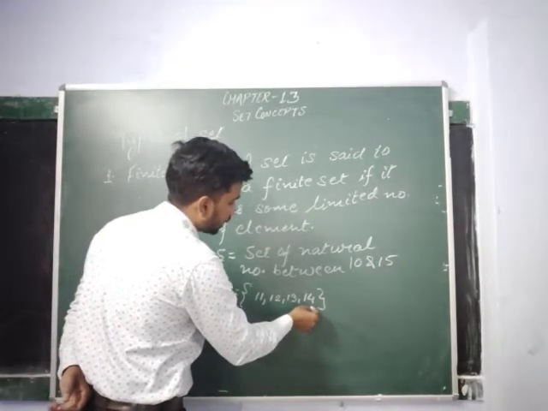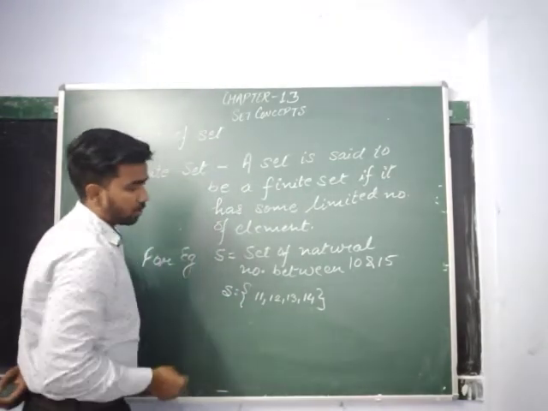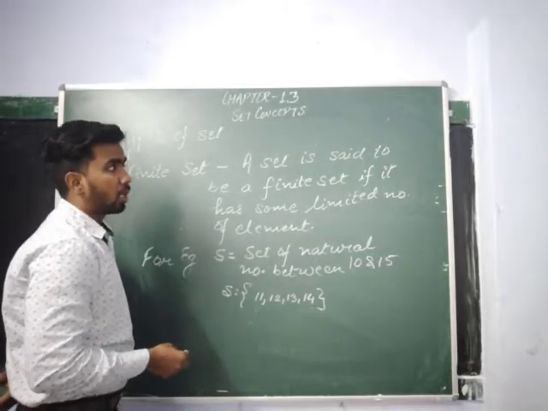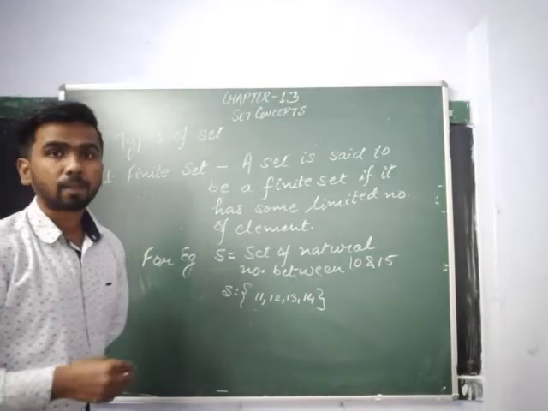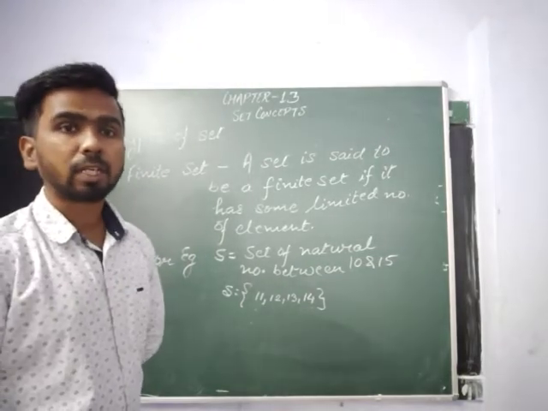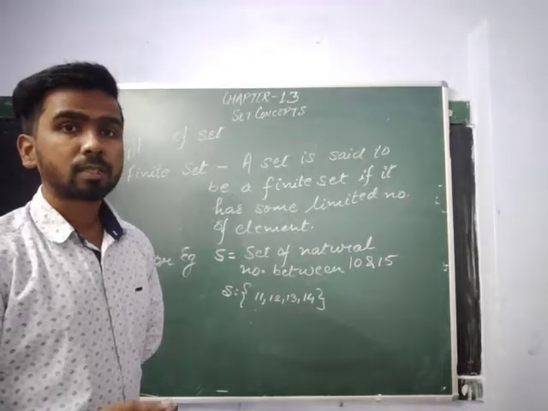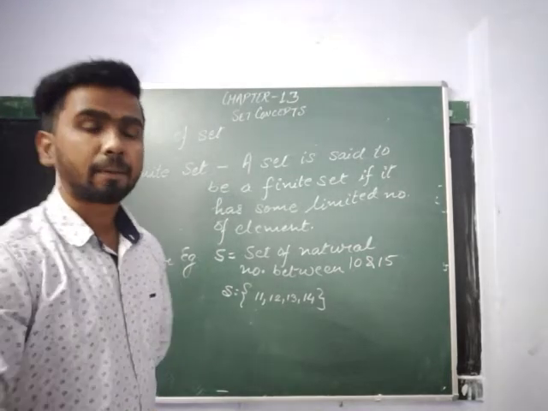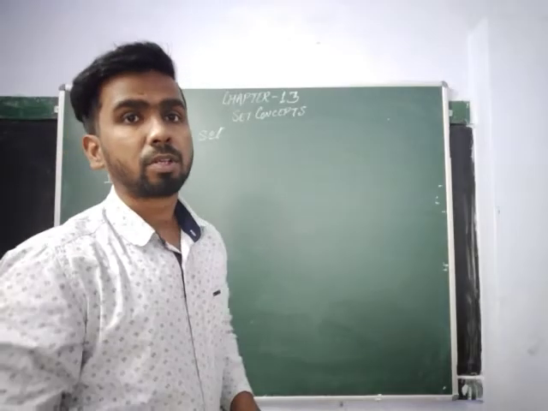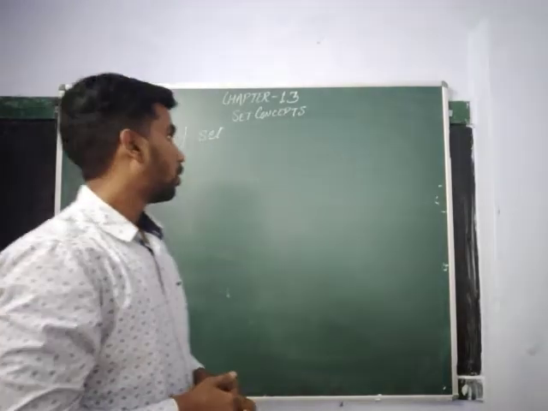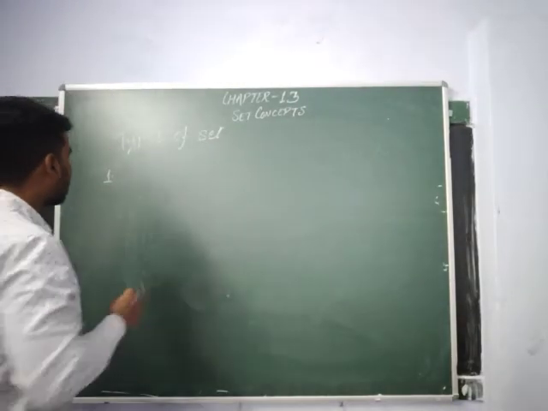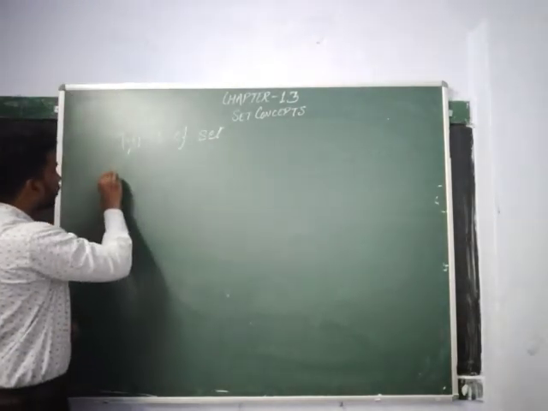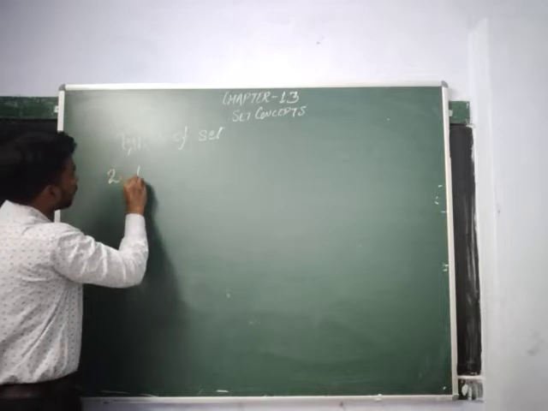So here you can see that some limit has been given to you. So this is called a finite set. I hope it is very clear to you that what is the meaning of finite set. So now I hope you have understood finite set. The second kind of set is infinite set.